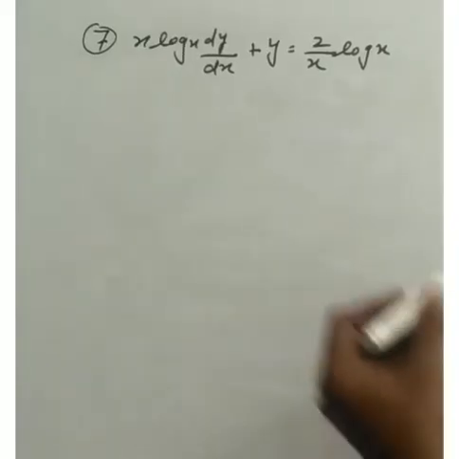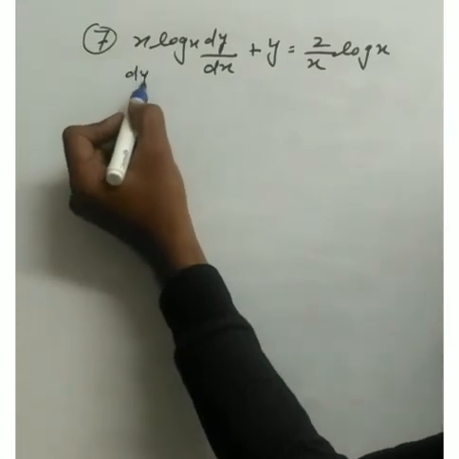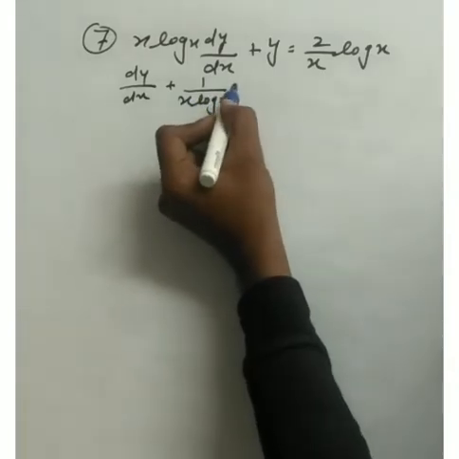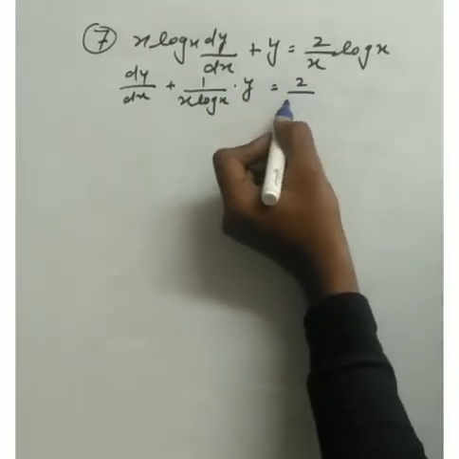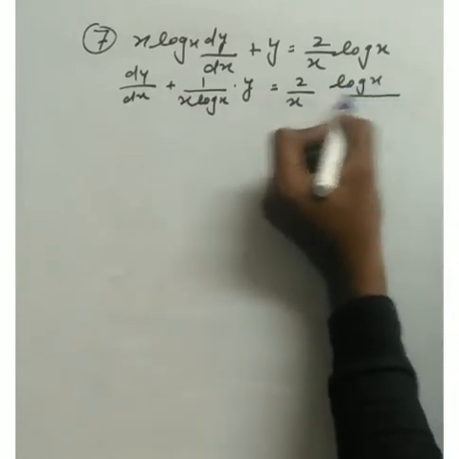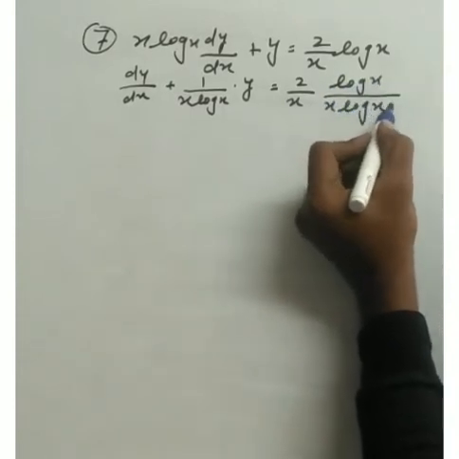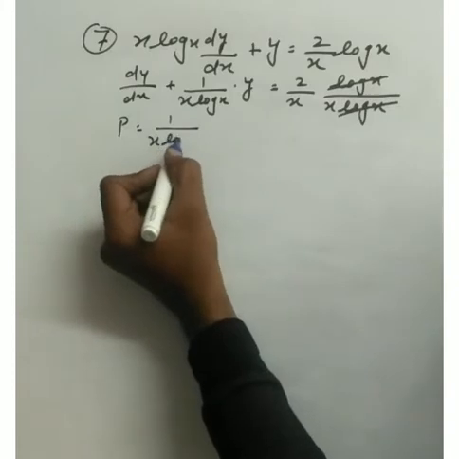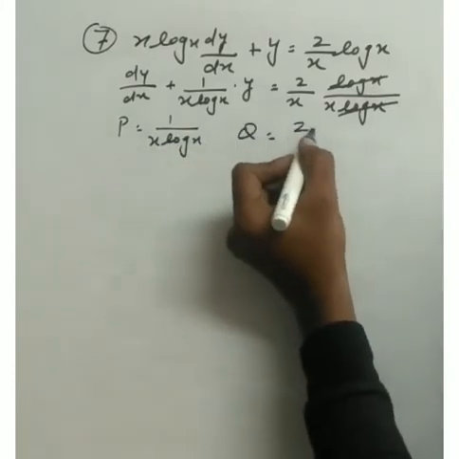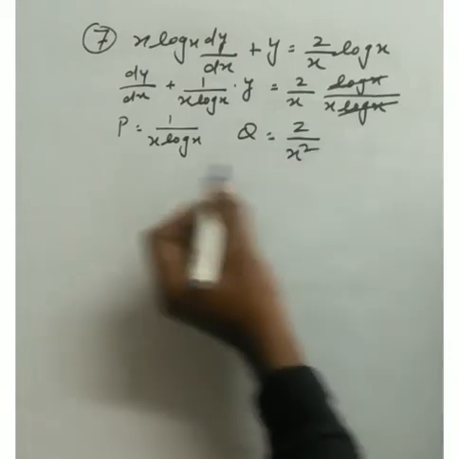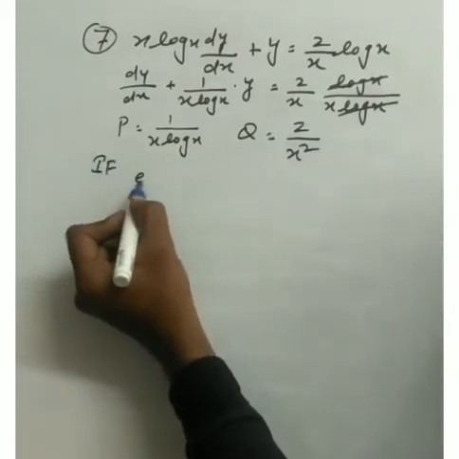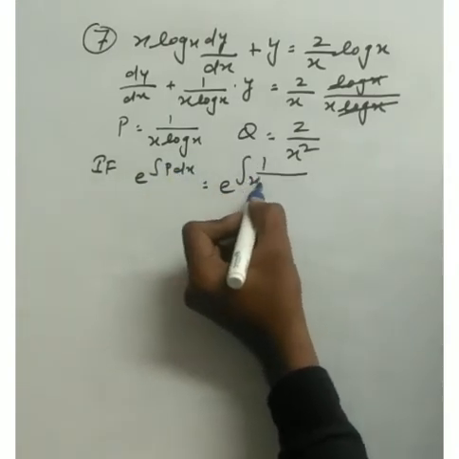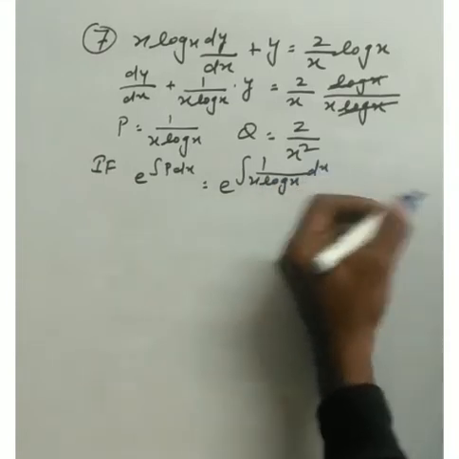Here we have to divide this differential equation by x log x. dy by dx plus 1 upon x log x into y equals 2 upon x log x upon x log x. Log x and log x cancel. P equals 1 upon x log x. Q equals 2 upon x into x square. Now IF is e power integration of p dx, 1 upon x log x dx.